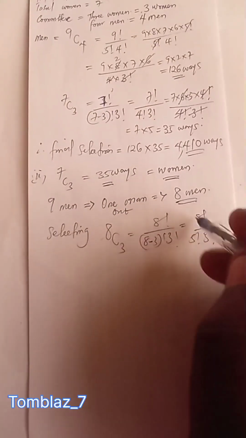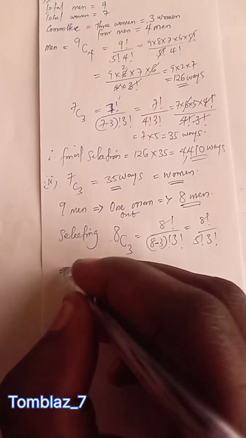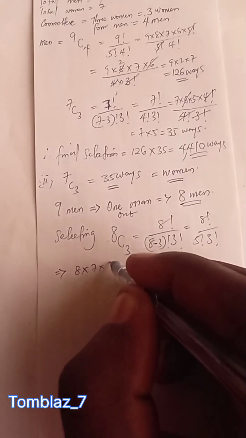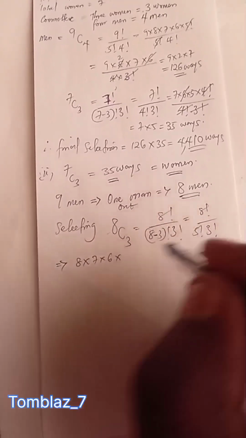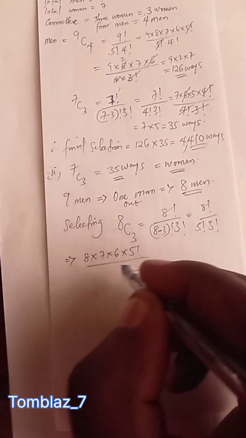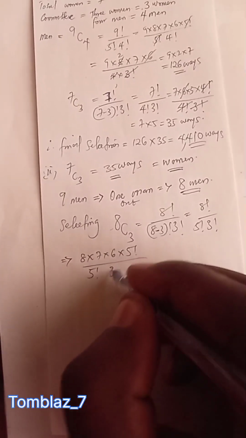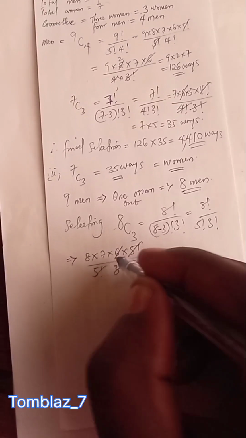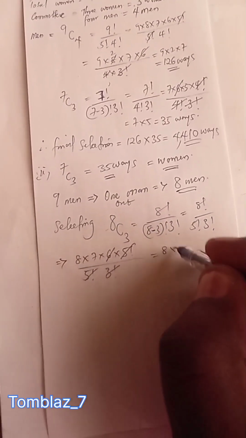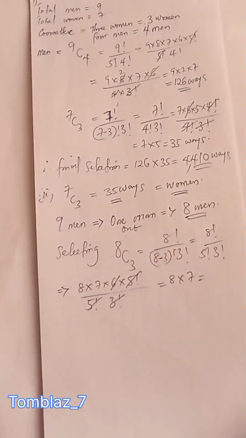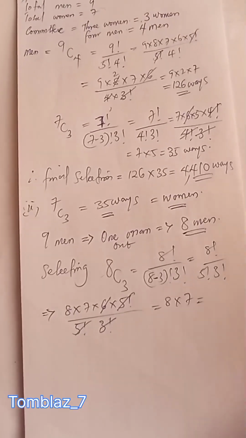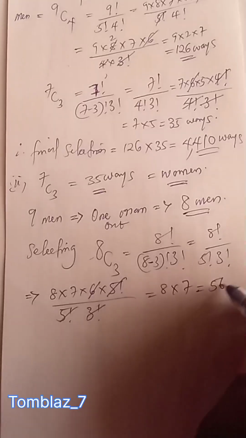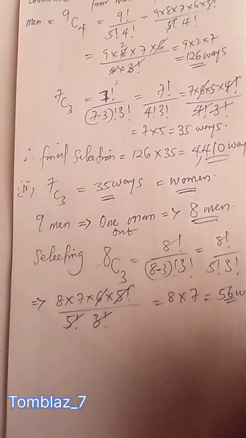So let's break this 8 factorial now. So this will be equal to 8 times 7 times 6 times, I'll stop at 5 factorial so that they can cancel through, all over 5 factorial 3 factorial. 5 factorial will cancel this. 3 factorial will cancel this. So you are left with 8 times 7, right? You see, if you keep doing like that, your solution will be quick. 8 times 7 will give you 56 ways, right?